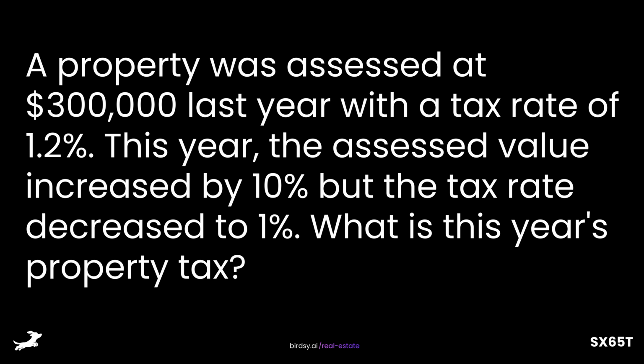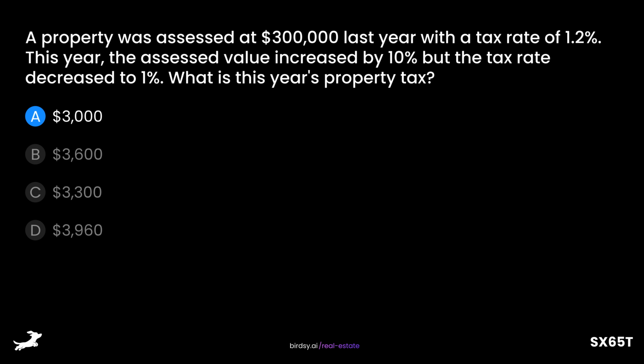A property was assessed at $300,000 last year with a tax rate of 1.2%. This year, the assessed value increased by 10%, but the tax rate decreased to 1%. What is this year's property tax? Is it A, $3,000, B, $3,600, C, $3,300, or D, $960? The answer is C, $3,300.